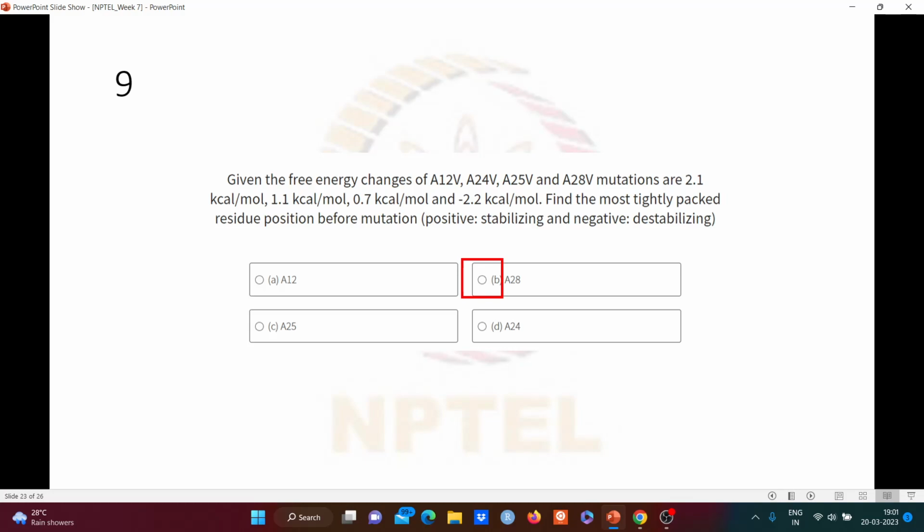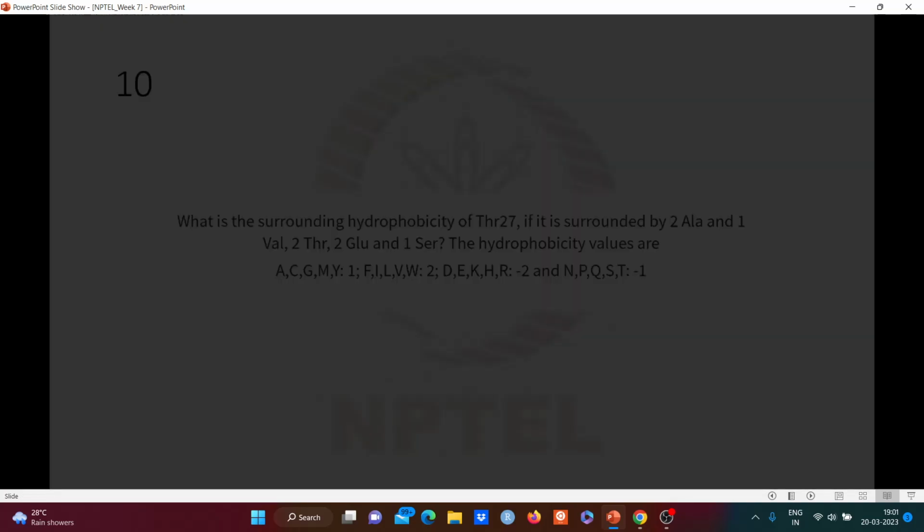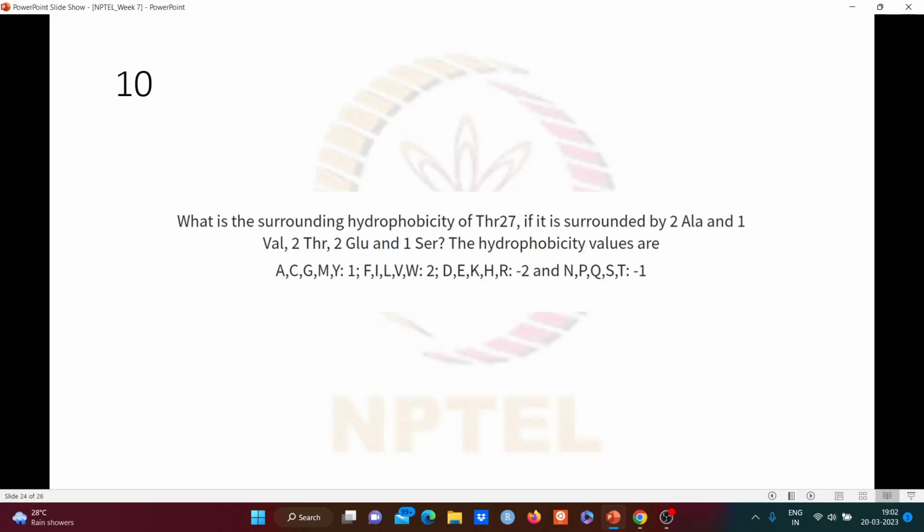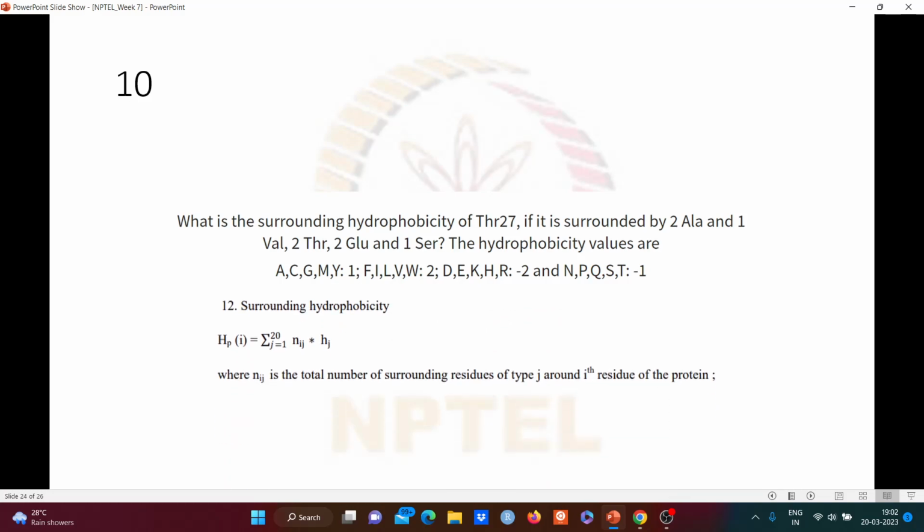Here the value is P because the most tightly packed residues in a protein can be identified based on this. The higher the delta G value, the more tightly packed the residues in the protein structure, as mutating it would require significant energy input to disrupt the surrounding interactions and packing. So here we have the surrounding hydrophobicity. I'll provide you with the formula as well.